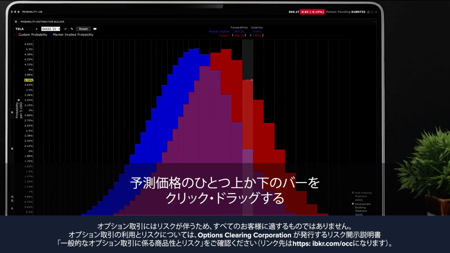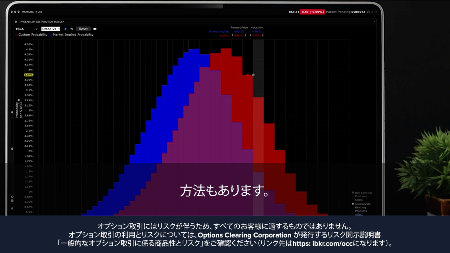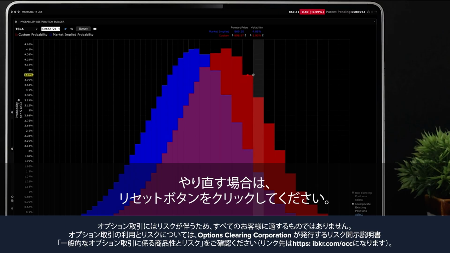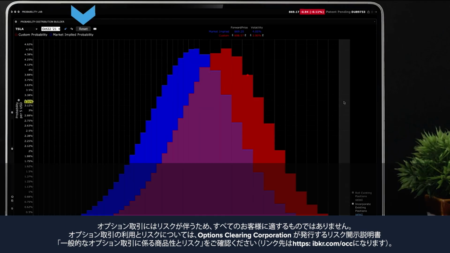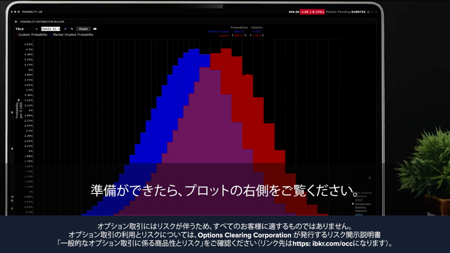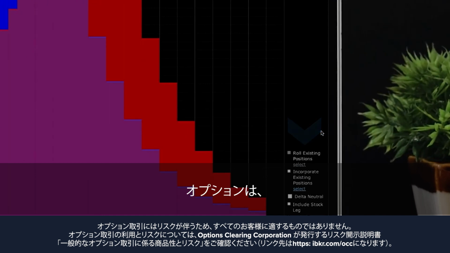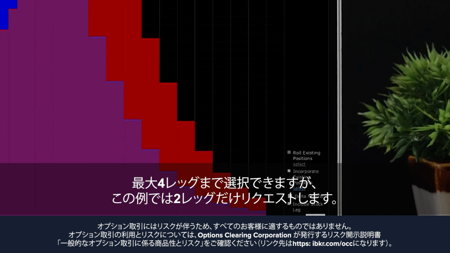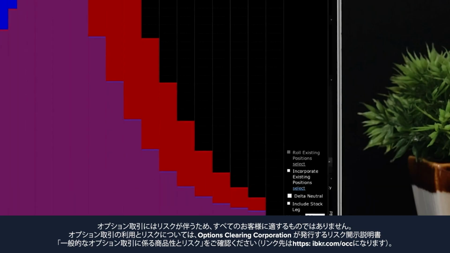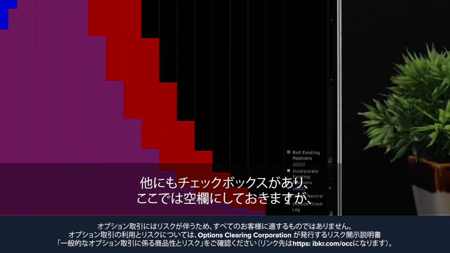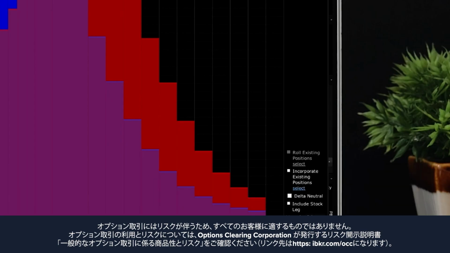Alternatively, click and drag a single bar higher or lower at your price prediction. If you want to start over, click the Reset button and begin again. When ready, look to the right of the plot. Here you can click a button to build strategies. You may select up to 4 option legs, but for this example, I will request just 2 option legs. There are additional checkboxes that I will leave blank here.